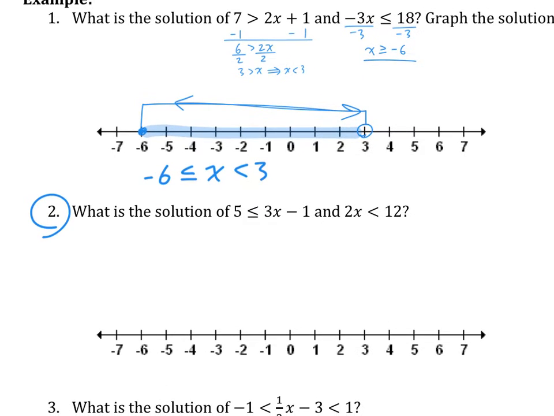Let's have you try number 2. What is the solution? So graph it, write the compound inequality in the "and" form. So you have two inequalities. All right, here is the answer. 2 is less than or equal to x less than 6.